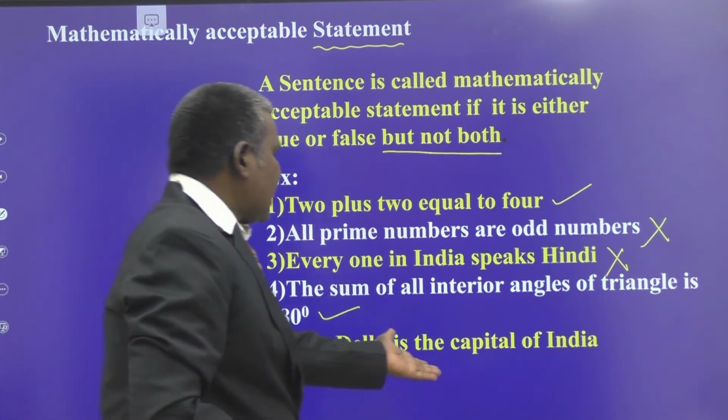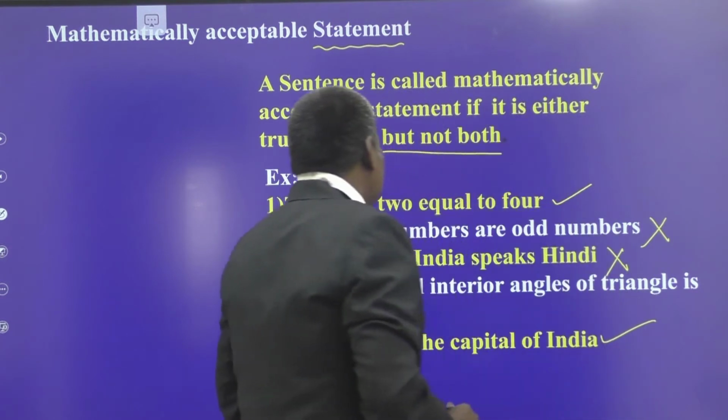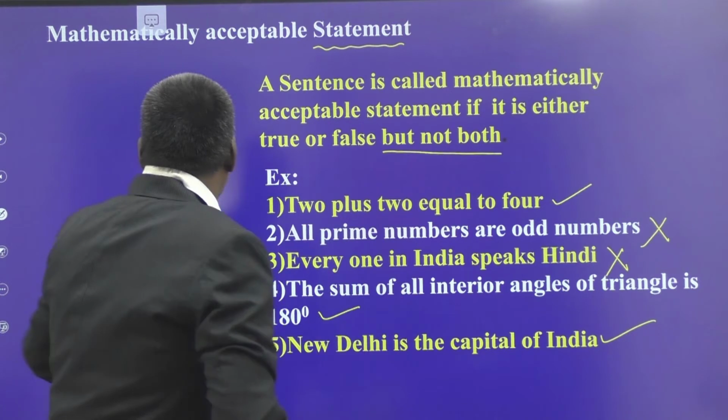Let us move to another example. New Delhi is the capital of India. As correct, New Delhi is the capital of India. That is why it is a correct statement. So this sentence is correct. So the output is correct.